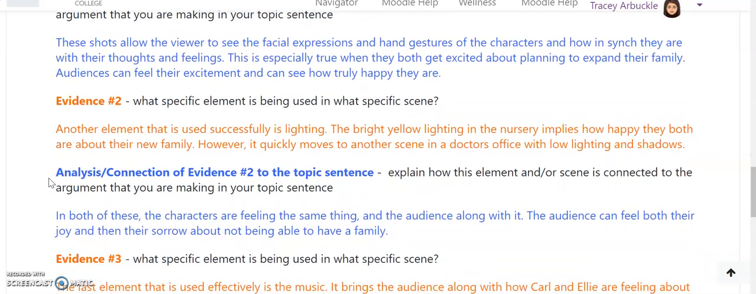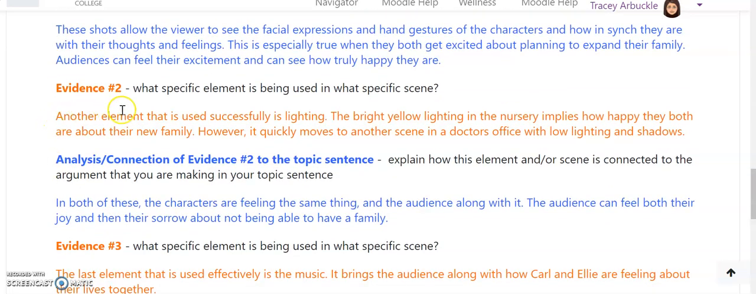Then I'm going to provide a second piece of evidence. So another element that is used successfully is lighting. The bright yellow lighting in the nursery implies how happy they both are about their new family. However, it quickly moves to another scene in a doctor's office with low lighting and shadows. And again, I'm going to have to explain how this is connected to my argument.